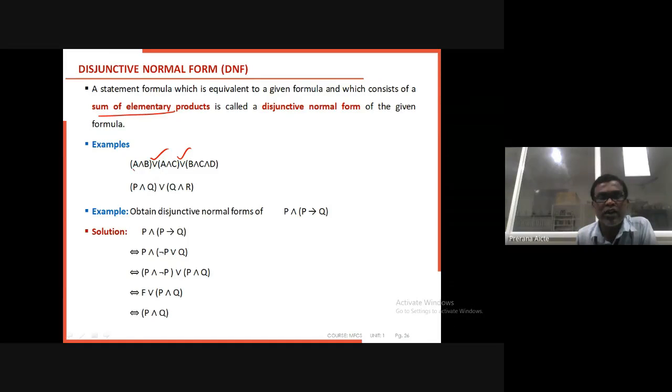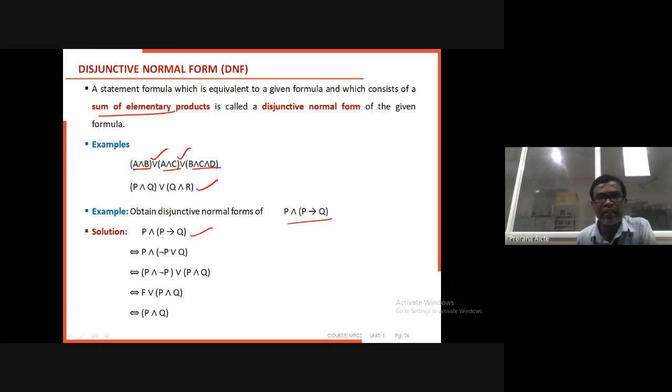Okay, so this is one product term, and this is one elementary product. They are combined by using sum. So now it is said to be in disjunctive normal form. Given any formula, we can represent that in disjunctive normal form.